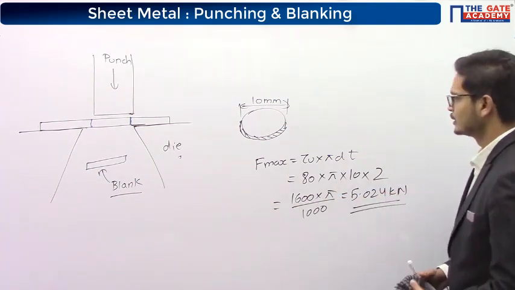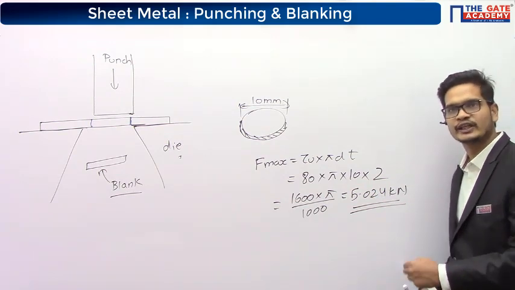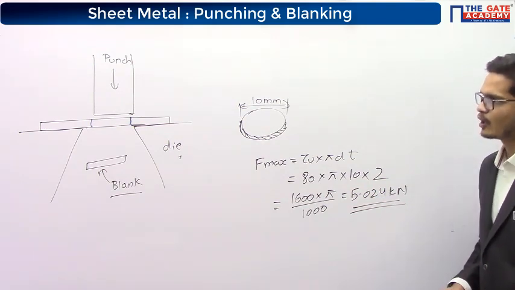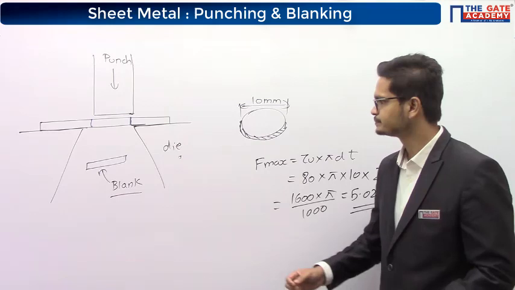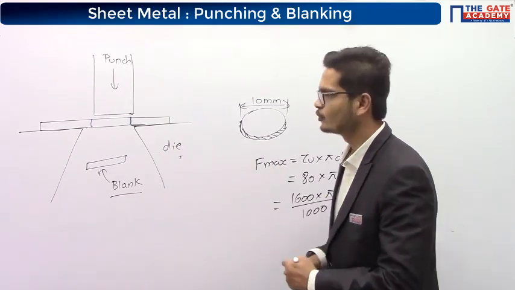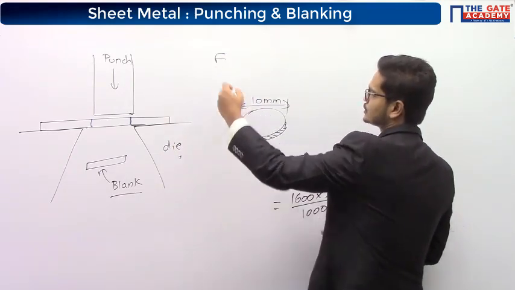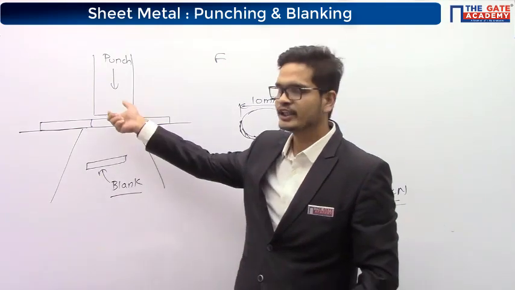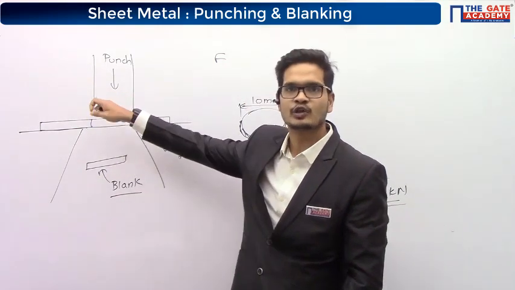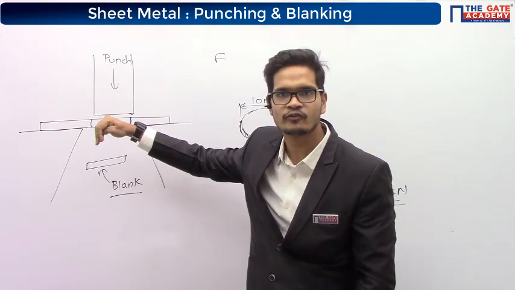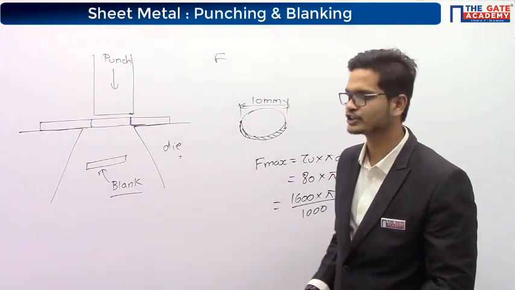5.024. Now let us see how much work is required in the punching operation. How much work is required? See, if you know the force, work done will be force into distance. So how much distance the punch has to move, that will be the work done in the punching operation.